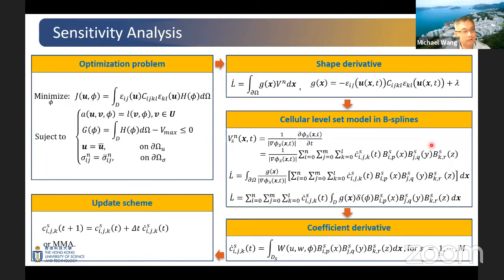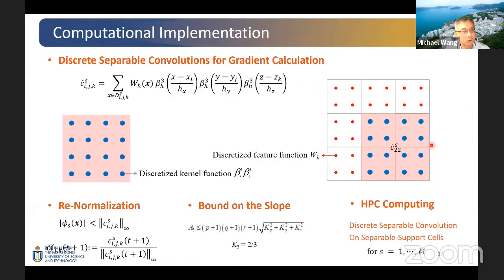And with the cellular B-spline, you could do that. Other than that, everything else is pretty much similar. The sensitivity of that is essentially similar, except that you would just need to do this on each cell, and then you sum them up to do a global computation. In terms of the finite element, of course, you have to do a global finite element computation. There's no way to get away from that.